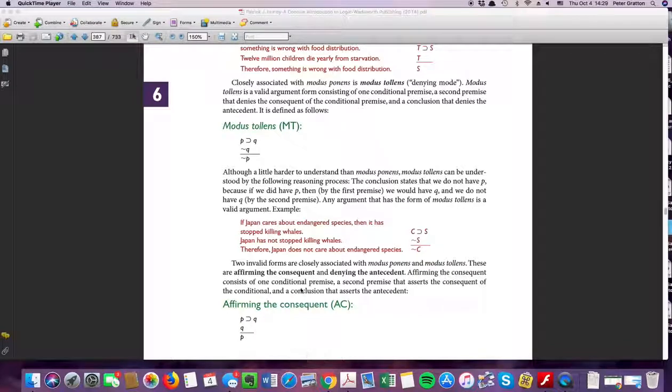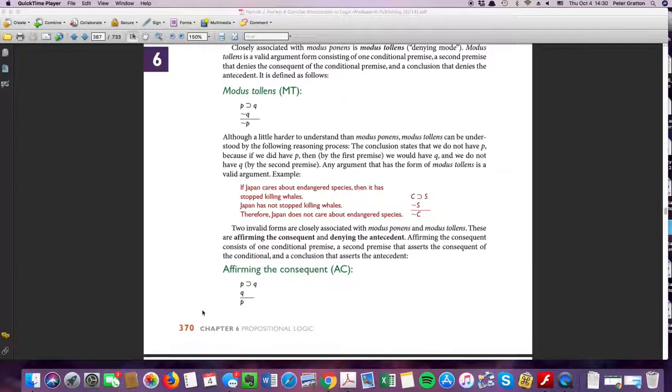We can't confuse this, though, with what is a common formal fallacy. We'll come to that. So if Japan cares about the endangered species, then it has stopped killing whales. Leave this aside for now. Japan, and just think for a moment alongside me. Japan has not stopped killing whales. So then what would you think? Oh, right, Japan does not care about endangered species, right? Okay? So we could put it in symbolic form here, but if you're reasoning correctly, this is what you would have to conclude. If this is true, and this is true, this has to be true. And you wouldn't need a logic class to tell you that.